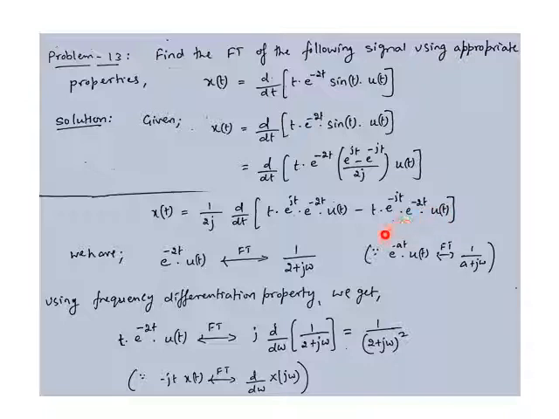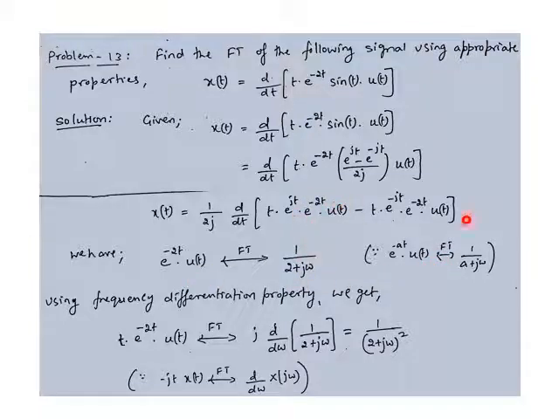So looking at this particular term, e to the power minus at into u of t, we know, as we discussed earlier, its Fourier transform is 1 by a plus j omega. Here a is 2, so 1 by 2 plus j omega is what we get. This is what I just wrote, how we can take the equation forward.